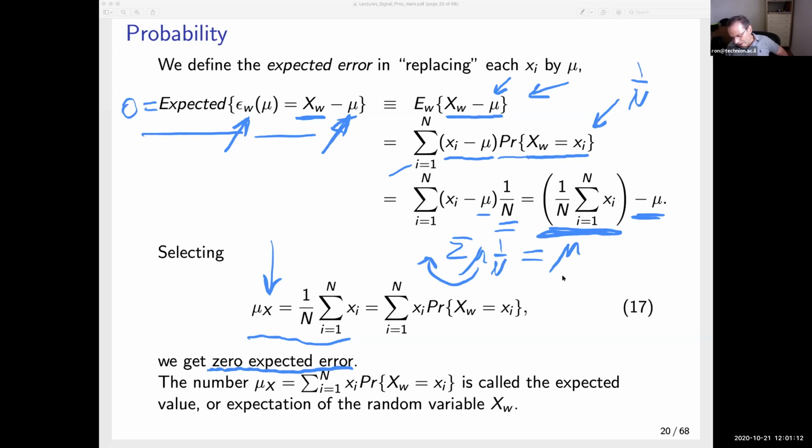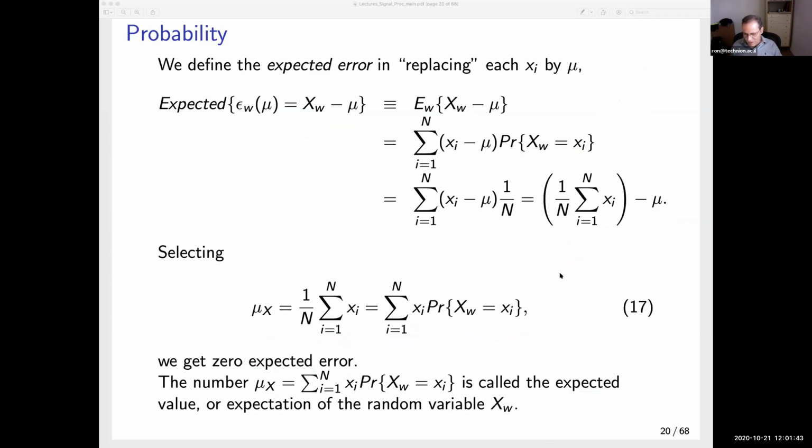In a more general case, if I don't have a uniform distribution, then this is how I can write it. Mu, or the expectation, would be nothing but xi times the probability of choosing the ith number. This number is called the expected value, the expectation of the random variable xw.